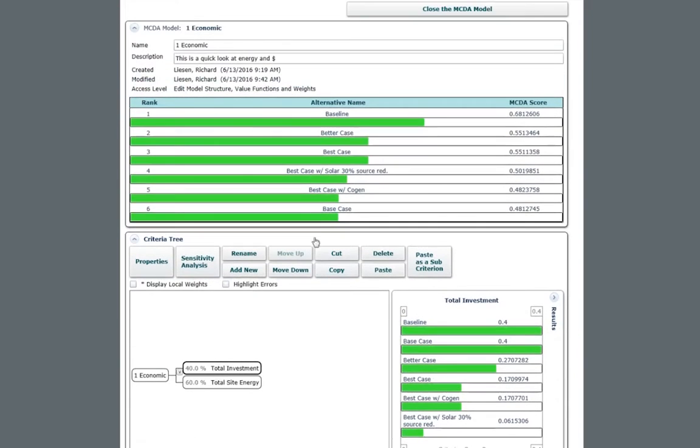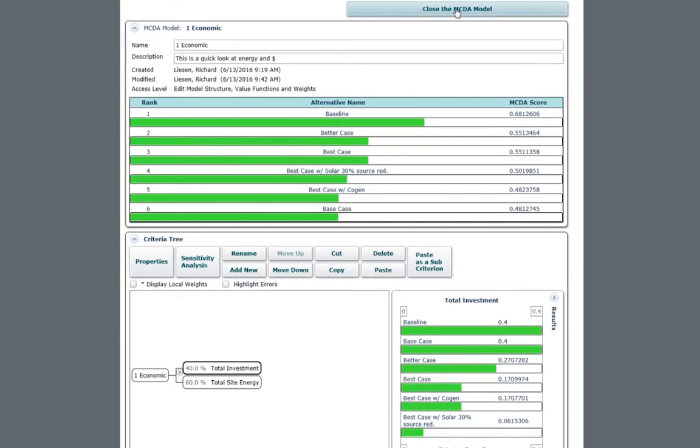Now, we see a change here. Still the baseline, better case, best case. I think it changed. This better case and best case now are sitting right here together, okay? And this best case with solar is sitting back here a little bit. So it actually moved to 4th place, where before it was 3rd place. You remember that? These two kind of swapped. This best case dropped even further. You'd have to remember that from a moment ago.